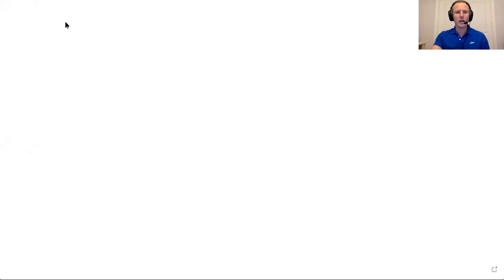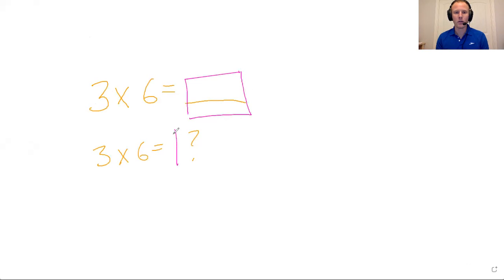So there's my whiteboard. This is how we probably would have written things in the past: 3 times 6 equals, and we either would have written a blank or you would have seen a question mark or something like that. Well, that was fine up to this point, but from now on, you're going to see that unknown, meaning this part, the thing we don't know, represented by a letter instead.